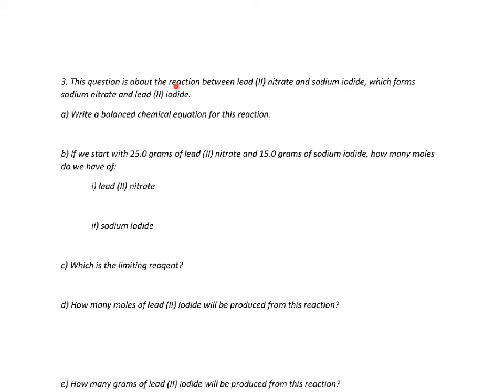So this question is about the reaction between lead nitrate and sodium iodide, forming sodium nitrate and lead 2 iodide. A big hint here is the 2 and the 2 here tells you the charge on lead. So lead is Pb, is its symbol, and it is 2 plus. Now you should also know that iodide is just I minus, because it is in group 7.